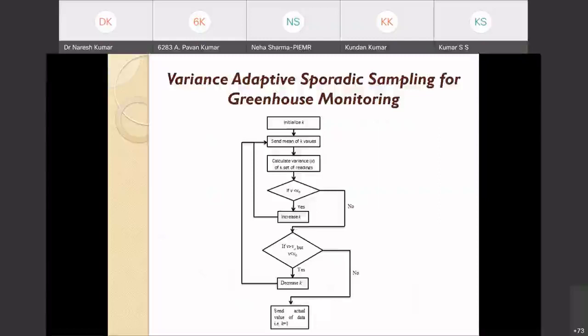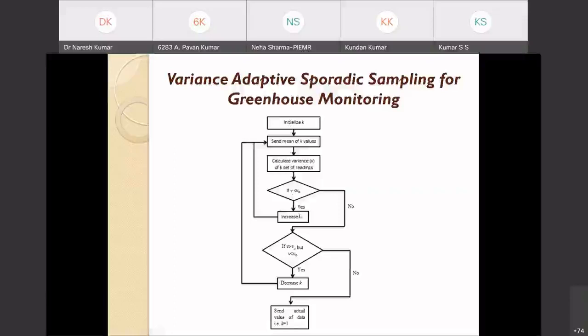Based on that analysis, we proposed a variance adaptive sporadic sampling for greenhouse monitoring. First analyze K readings and then send the mean of these K values, where K is the number of samples. Then calculate the variance of the K set of readings, and if it is less than a certain value, then increase K. It means that if the uniformity in the readings is more, then we can increase that interval. If the uniformity is less, then we can decrease that interval. So that is the main thing.